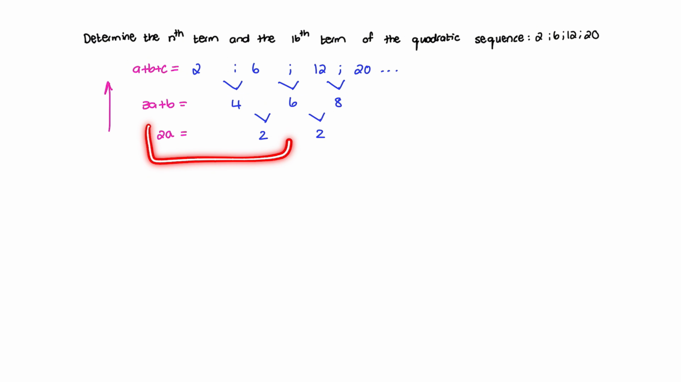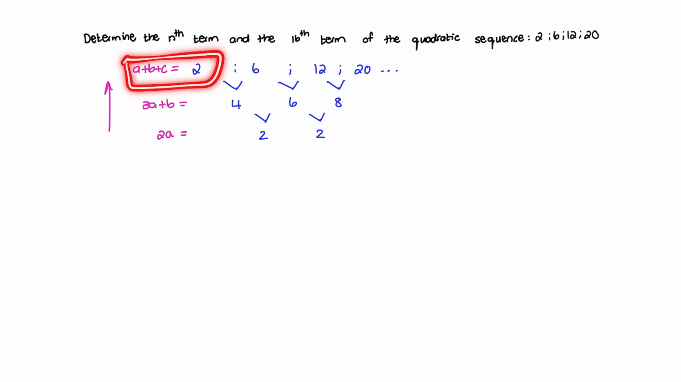We know that 2a will be equal to 2, 3a plus b is equal to 4, and a plus b plus c is equal to 2. And what we want to do is find values for a, b, and c. And we do that by solving the terms from the bottom up.